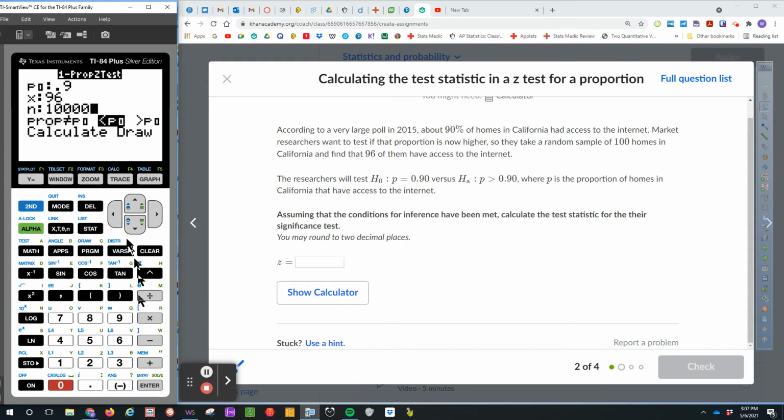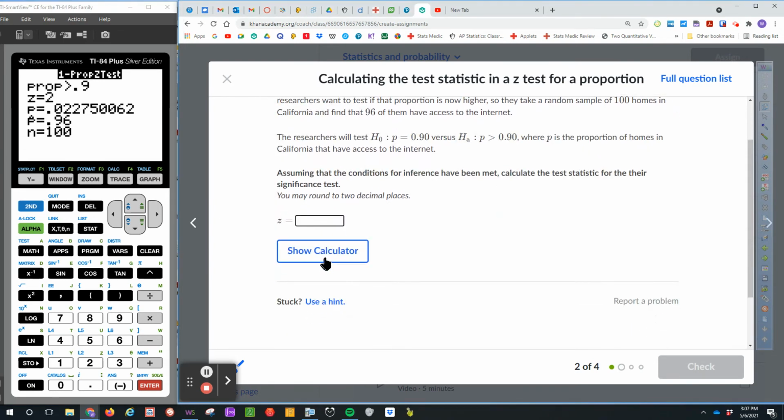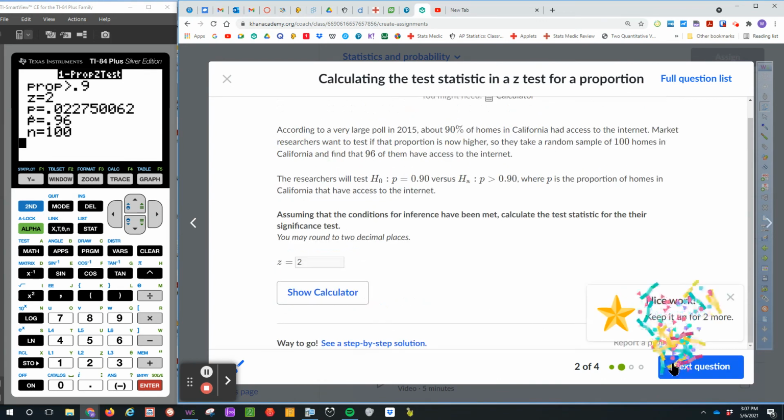Now, then we need to be careful. What is my alternate hypothesis? So here, my alternate hypothesis is greater than. See, this is this symbol, greater than. Then we need to pick the greater than sign, and then just go to calculate. Voila! Do you see my Z statistic right here? My Z statistic is 2. So just put a 2 here, and that works.